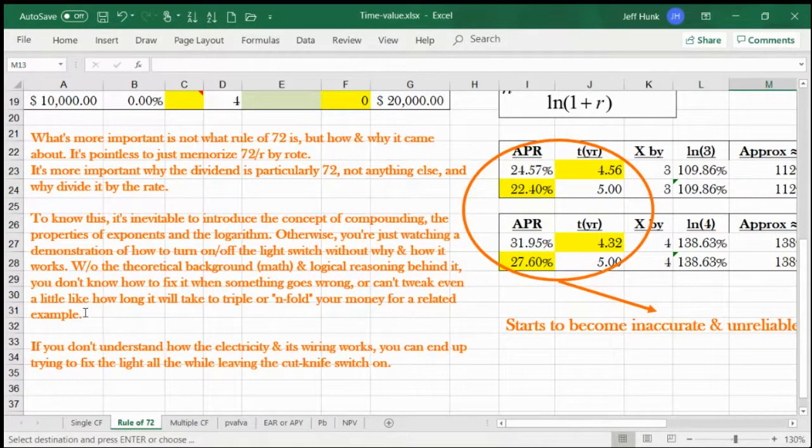And you can't tweak even a little, like how long it will take to triple or n-fold your money. For a related example, right? If you don't understand how the electricity and its wiring works, you can end up trying to fix the light all the while leaving the knife switch on, right? Makes sense?